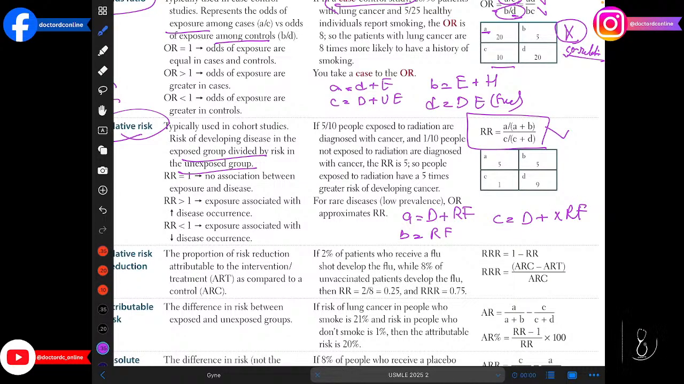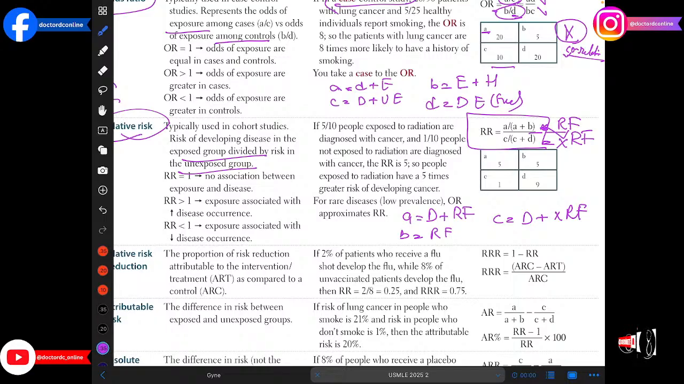And just to make sure we're clear here, A stands for people with the disease and the risk factor, and A plus B stands for all the patients with the risk factor, and C stands for those with the disease but no risk factor, and C plus D are all the patients with no risk factor. Now that we have the formula for relative risk, let's discuss what each relative risk value represents.